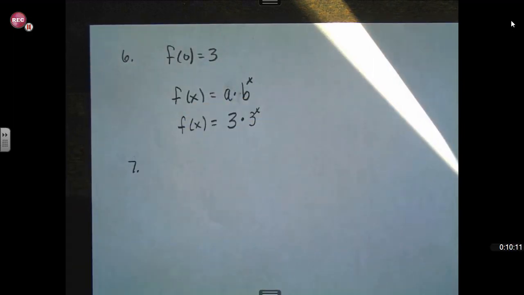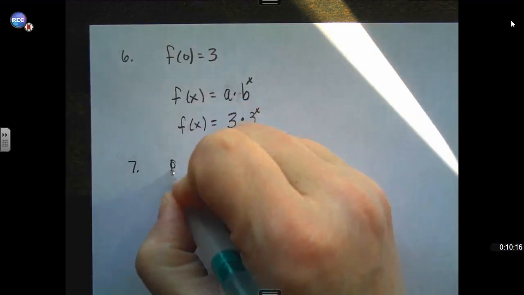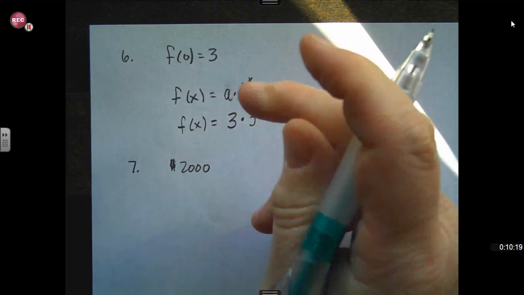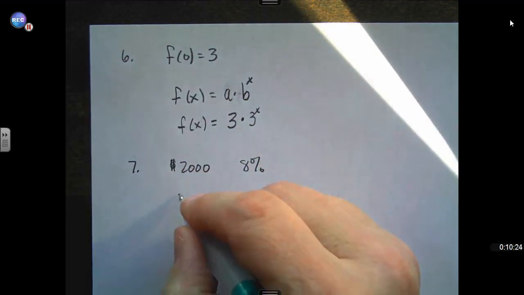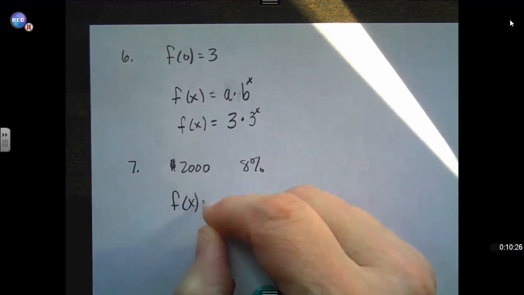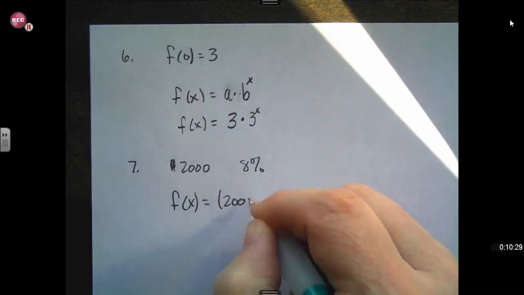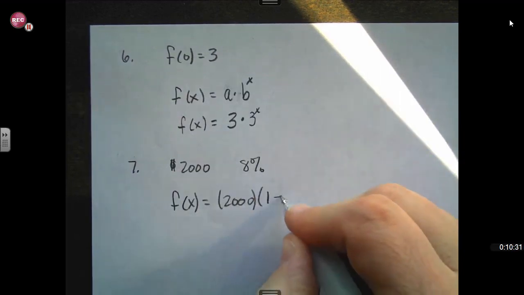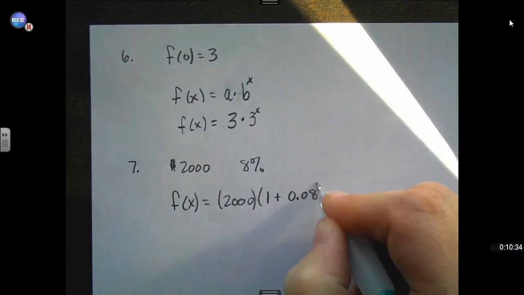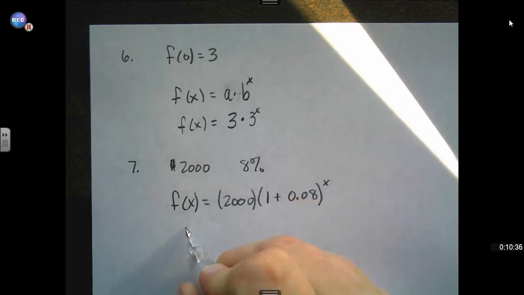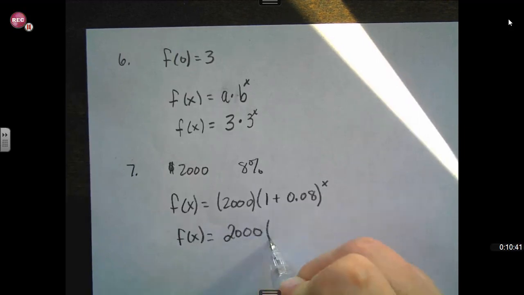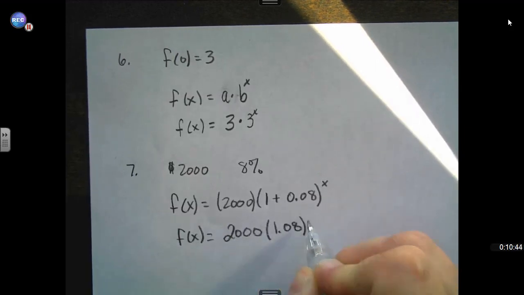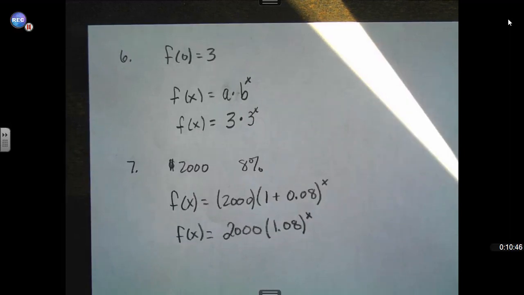Number 7 says write an equation for exponential growth, and the initial value is 2,000, increasing at a rate of 8%. So we write f of x equals 2,000 times the quantity 1 plus 0.08 to the x, and we clean that up and we write 2,000 times 1.08 to the x is the final answer.